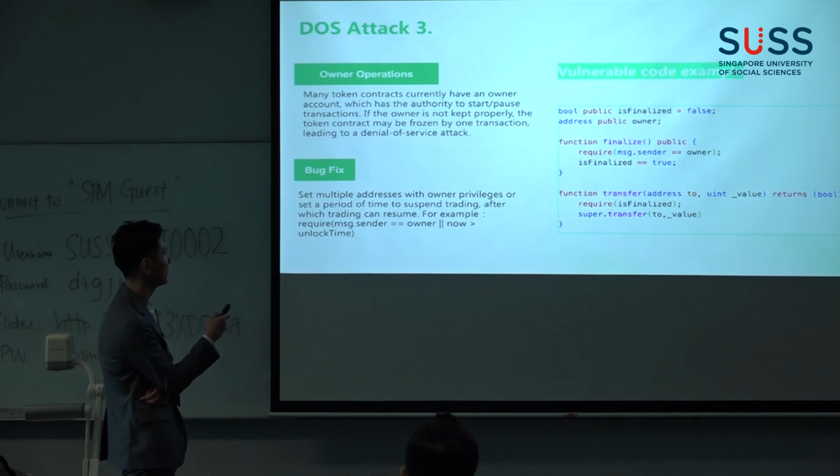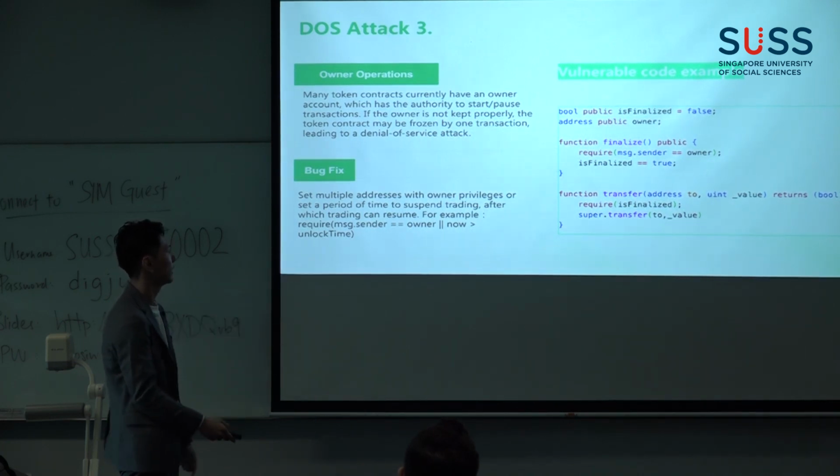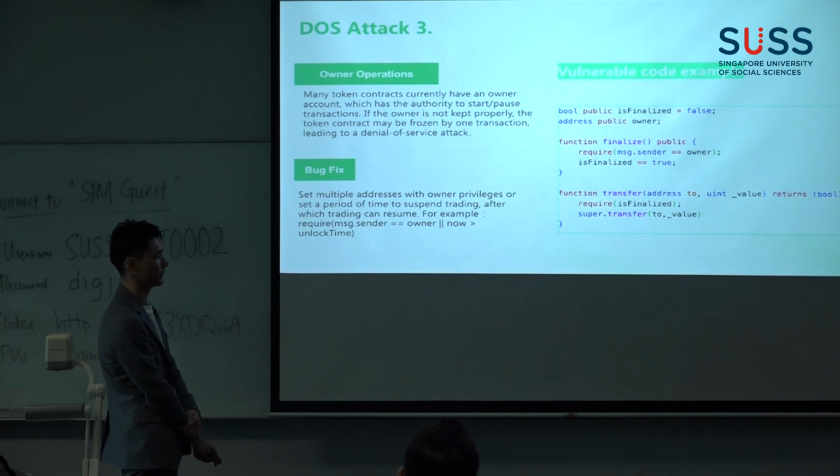And we recommend setting multiple addresses with owner privilege or setting a period of time to suspend trading. It's like a time lock in MasterChef. So we can use a require statement like require message.sender equals owner, or now is bigger than unlock time. So if the unlock time has passed, then this contract will be activated normally.